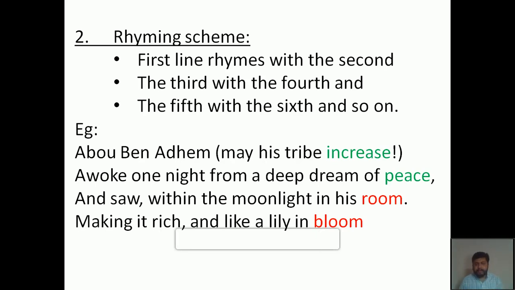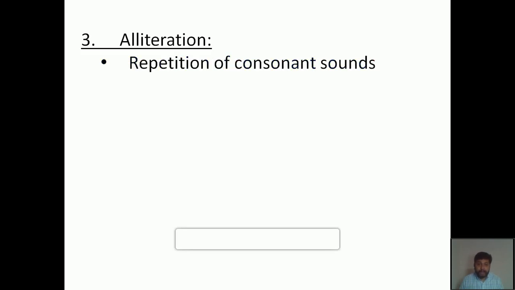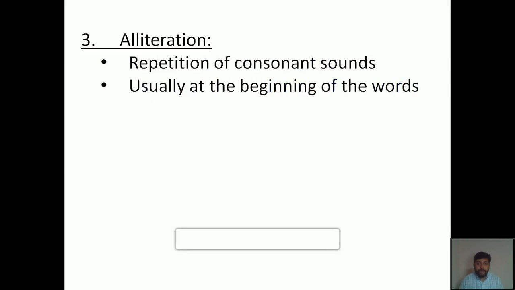The next feature of this work is the usage of alliteration, and I hope you know what is meant by alliteration. Repetition of consonant sounds, usually at the beginning of the words. So that's what is meant by alliteration. So he has used this particular kind of literary device in the making of this poem. Let's see one example.